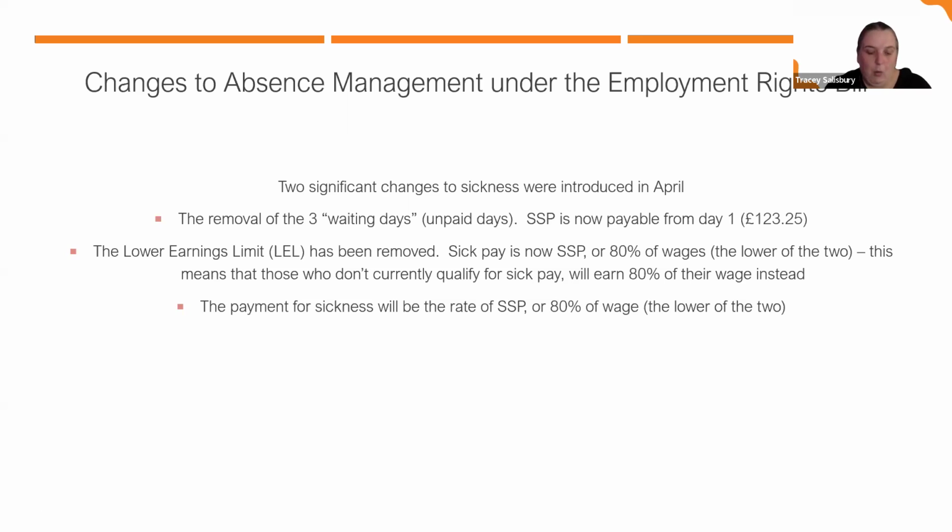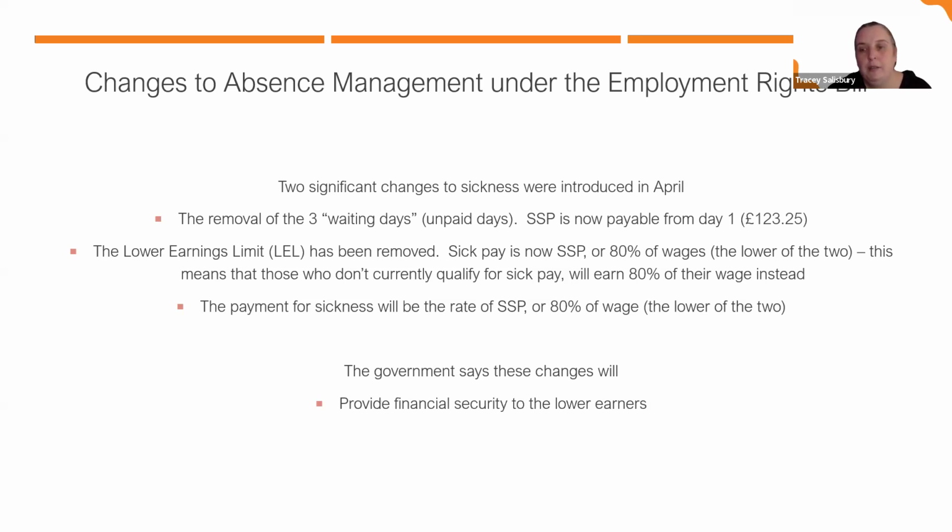Like we say, remember it's the lower of the 2, so it will be the lower of the SSP or the 80%. Now, the rationale from the government behind those changes is that they want it to do 2 things. So to provide financial security for lower earners, and to prevent the spread of illness in the workplace. Now, there's a lot of concerns at the moment that people cannot afford to go sick.